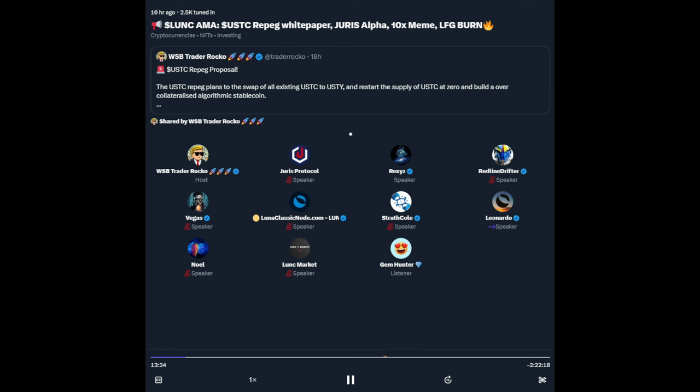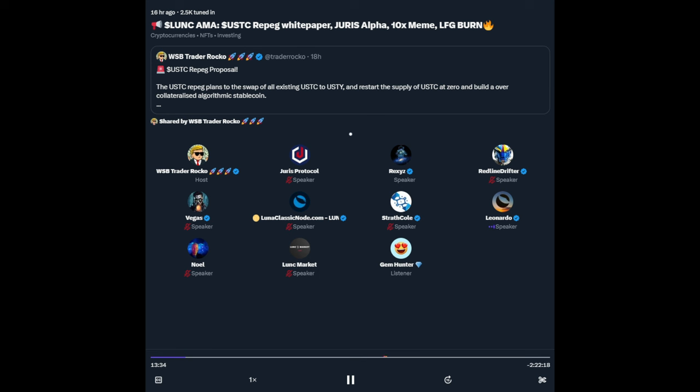Now, if it's USTC as it is today, forget it. You're never going to get that to comply with any of the regulatory bodies, and that's what we want. So, in summary, in layman's terms, this is our route to a $1 USTC stablecoin.